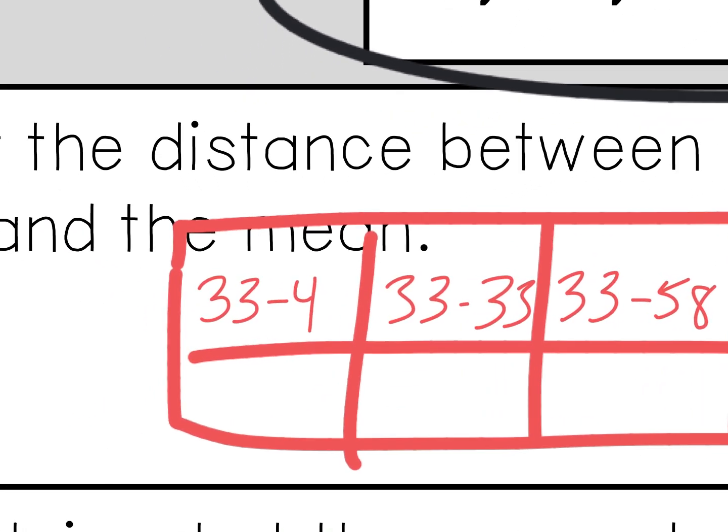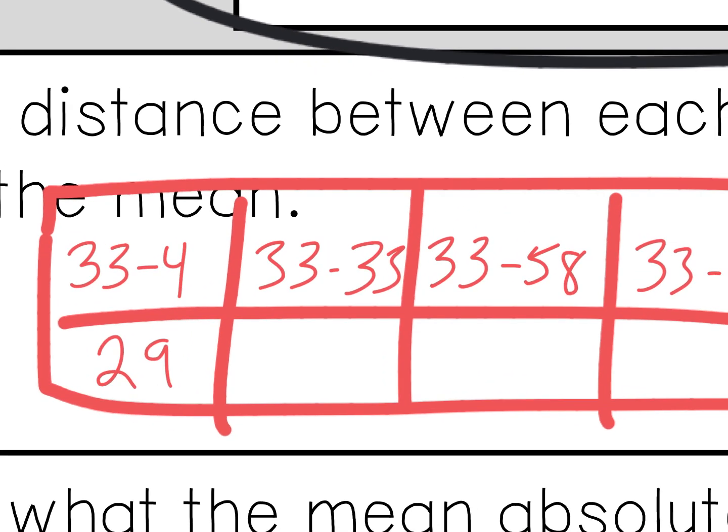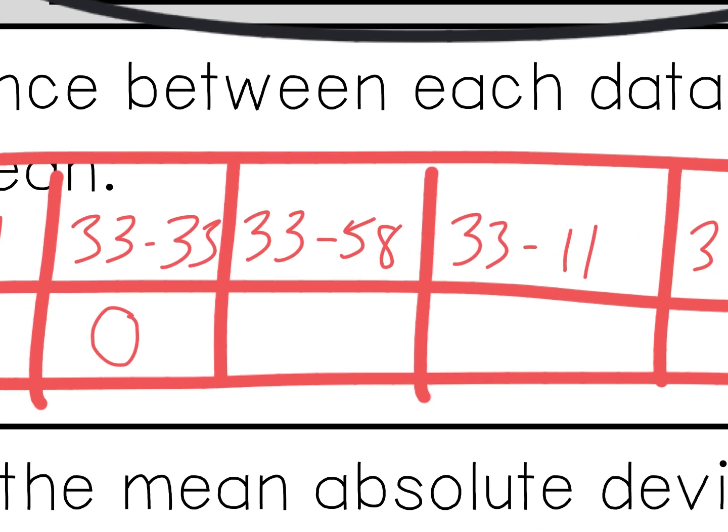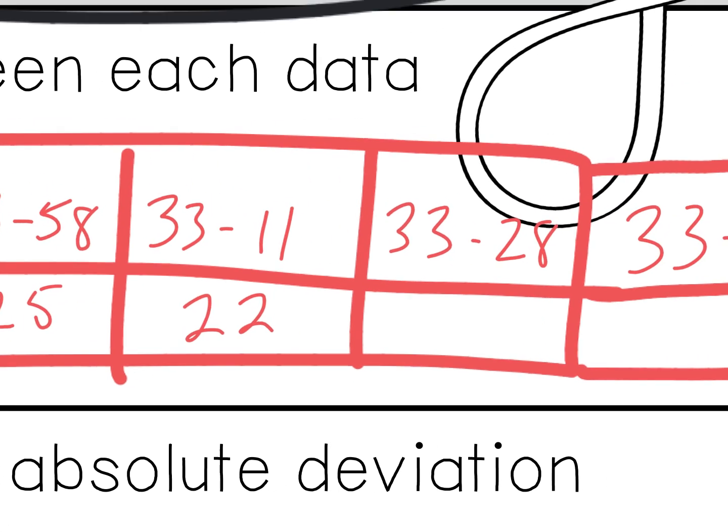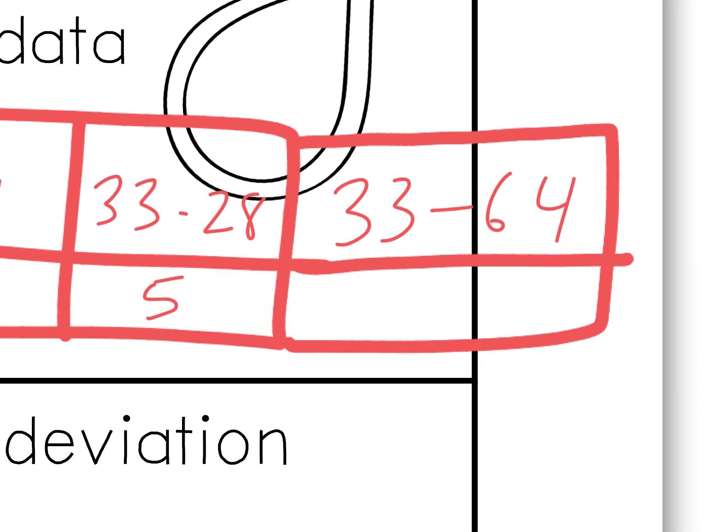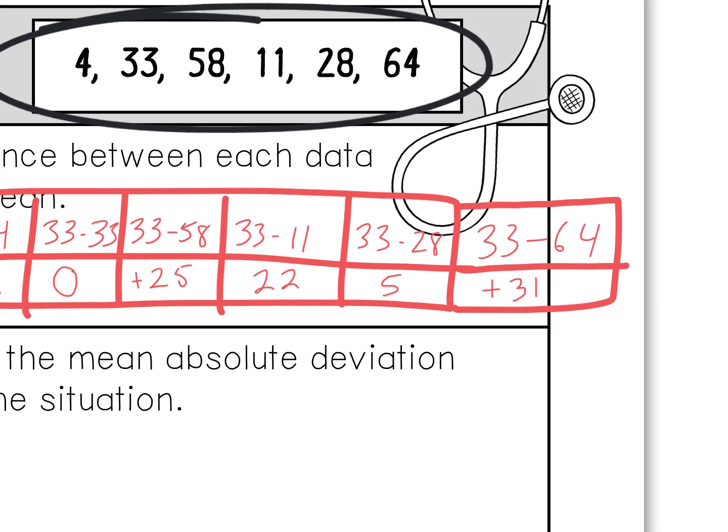What's 33 minus 4? Okay, 29. 33 minus 33, that's a tough one. 0. 33 minus 58. 25. Honestly, negative 25, but we're dealing with distance. 33 minus 11. 22. 33 minus 28. 5. And lastly, 33 minus 64. Negative 31. But it's a positive because of distance.